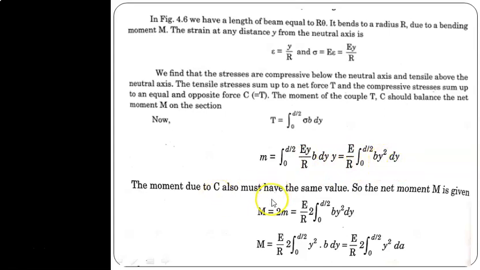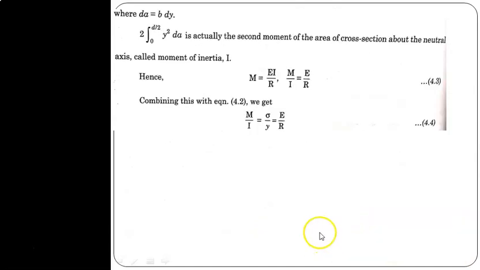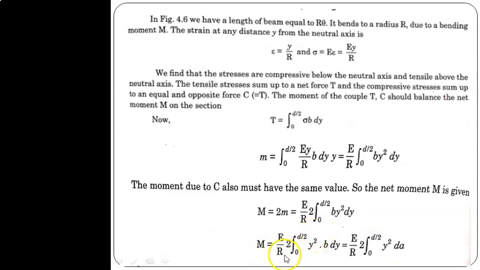The moment due to this must also have the same value, so the moment M is given by M is equal to the integral of sigma y b dy, that is E by r into 2 into the integral from 0 to d by 2 of y squared b dy, which is equal to E by r into 2 into the integral from 0 to d by 2 of y squared dA. b into dy becomes dA.